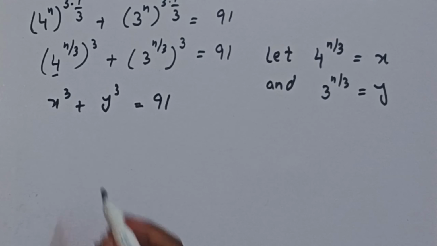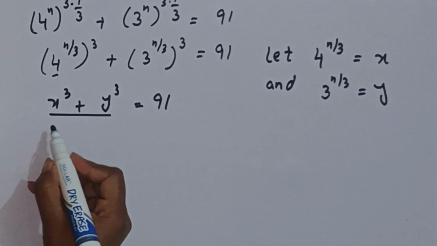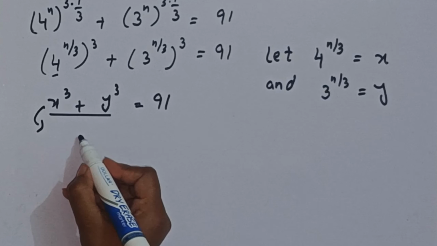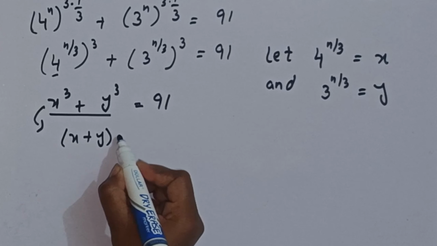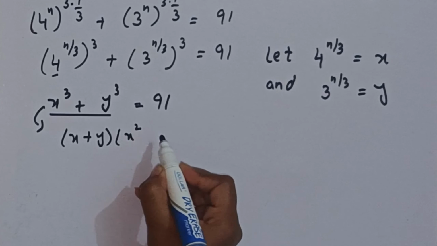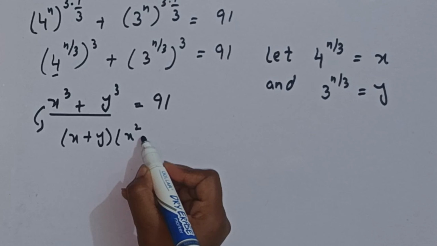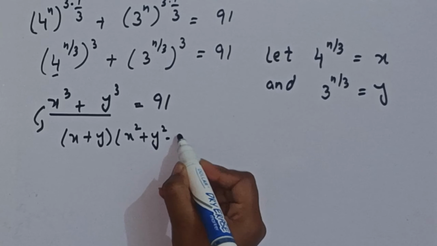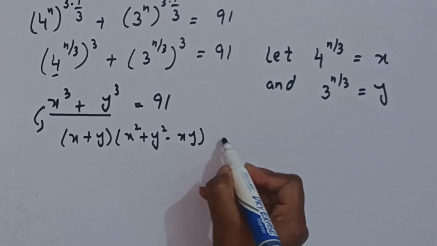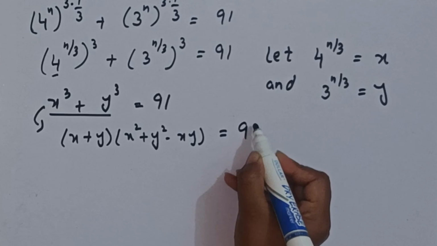Now in the next step, look at the left hand side. Here we use the identity, and we know this is equal to x plus y multiply x square plus y square minus product of xy. This is equal to 91.